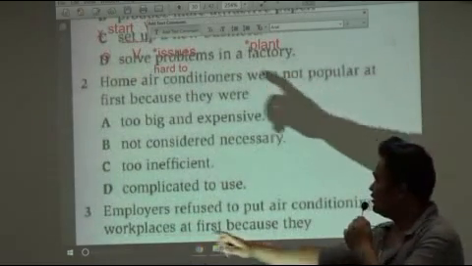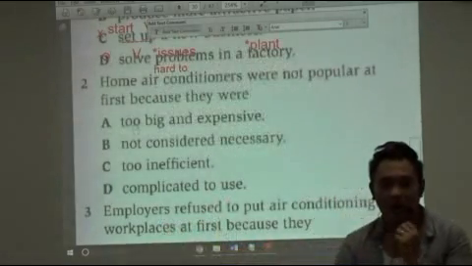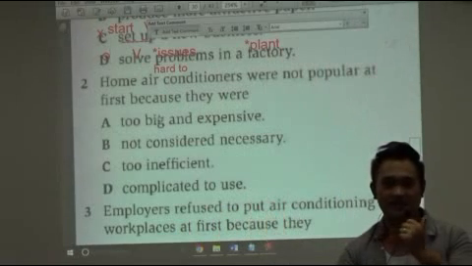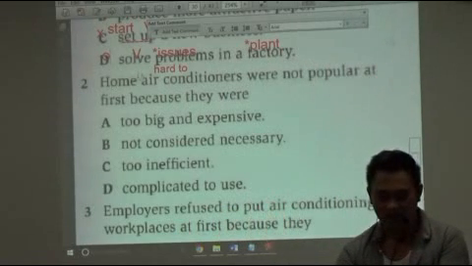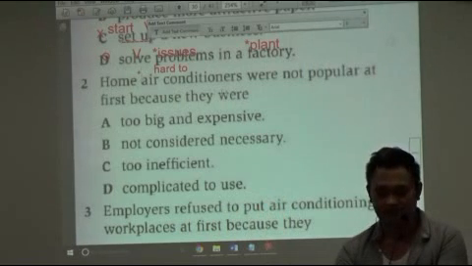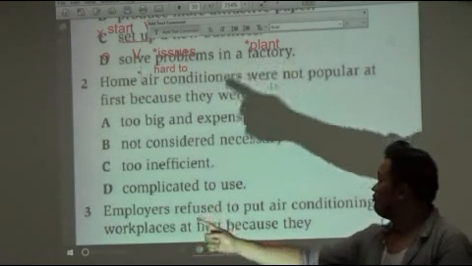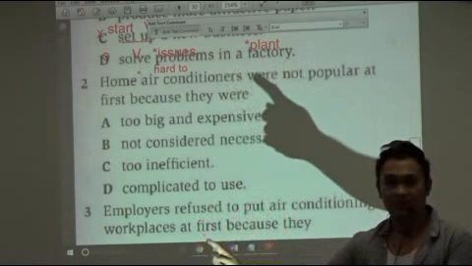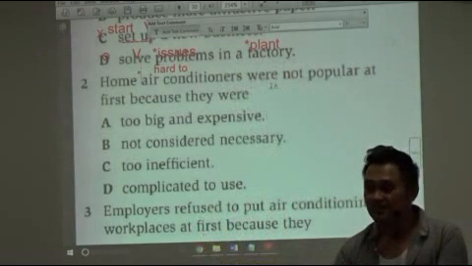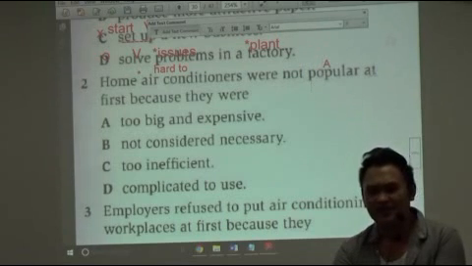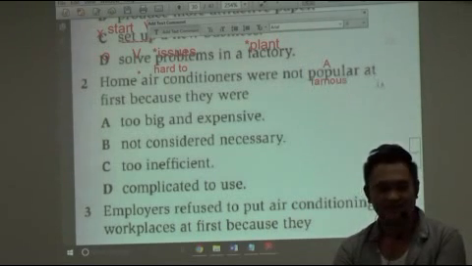Question 2. Read the question. Home air conditioners were not popular at first because. Let's find our marker. Home air conditioner. Next, we'll need to find keywords. Do we have a verb? No. Do we have an adjective? Popular. What is a paraphrase of popular? Famous. Good.